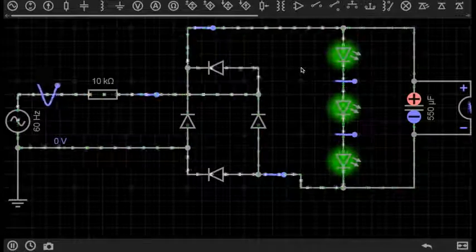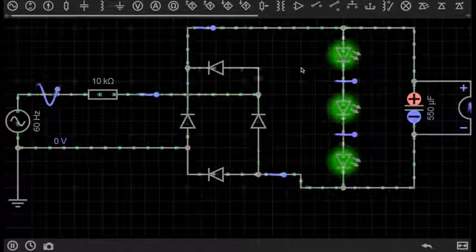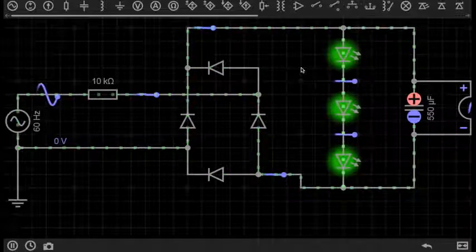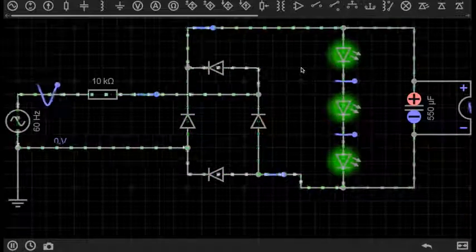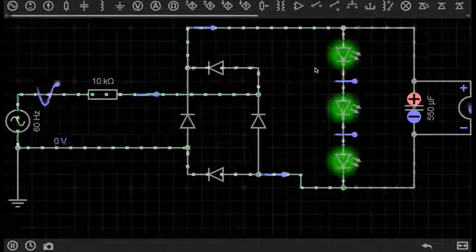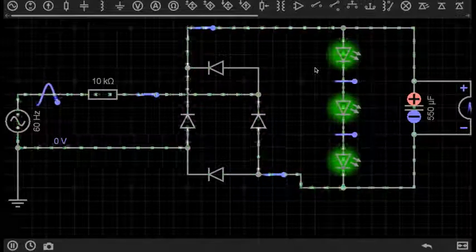So that's just one simple use for a capacitor in a circuit, and we will be demonstrating more advanced uses of capacitors such as decoupling, buffering, suppression and boosting, but those will come in later videos.